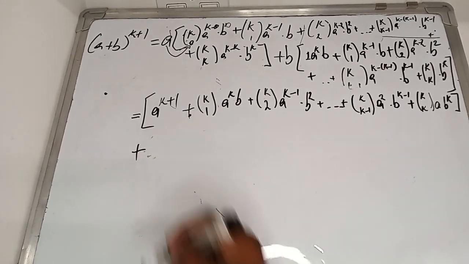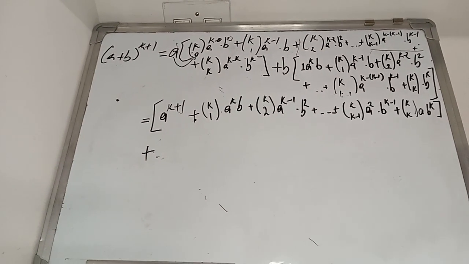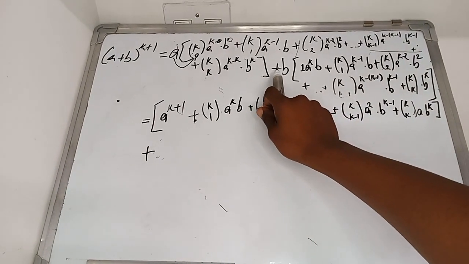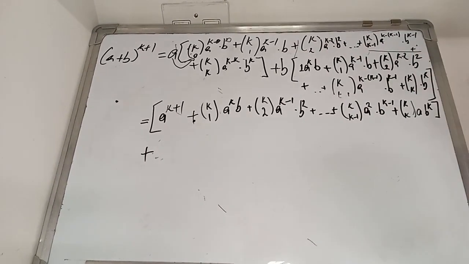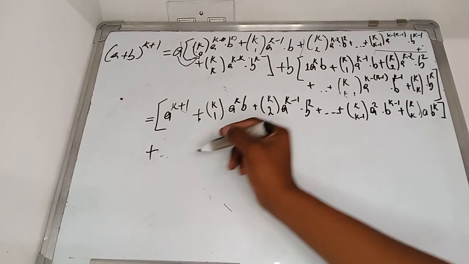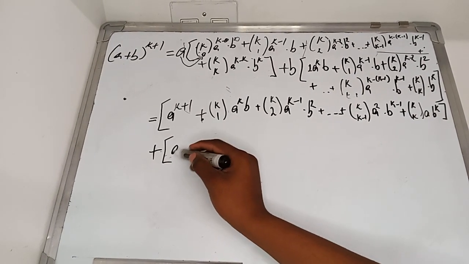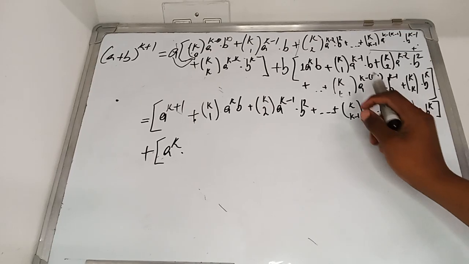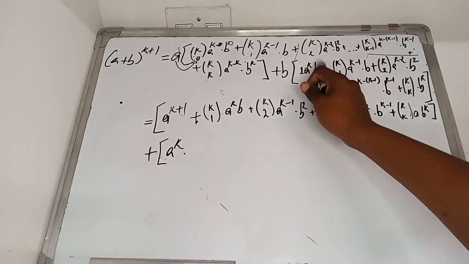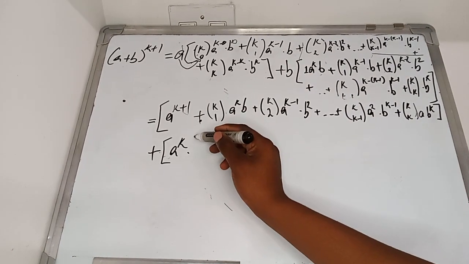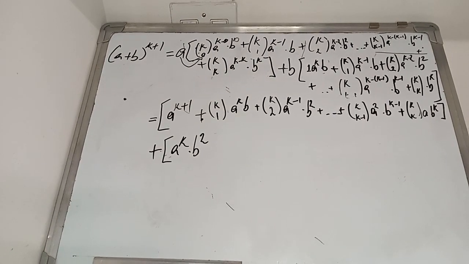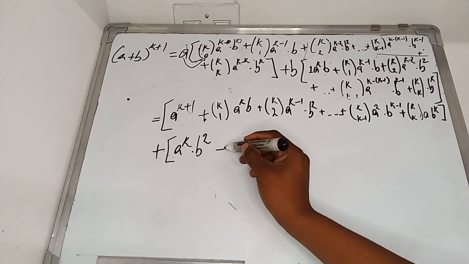But are we done yet? No, we're not done yet. We need to continue, or we need to keep adding, because this b multiplied by all this now also needs to be added. So a to the power k times, now this is b to the power 1, so it's going to be b to the power 2.